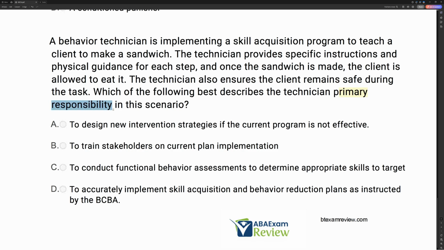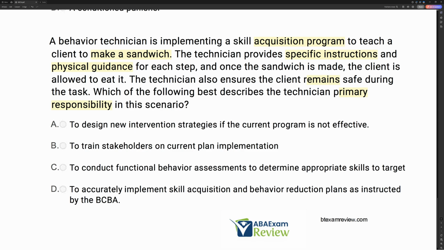And what is the primary responsibility of a technician in general? Well, it's implementation. So in this case, the technician is implementing the skill acquisition program to make a sandwich. They're giving instructions, they're giving prompts, they're ensuring the client remains safe. So what is the technician doing? What is their responsibility in the scenario? A, designing new intervention strategies if the current program is not effective. Well, that is not the technician's job, right? Technicians don't design intervention strategies on their own.